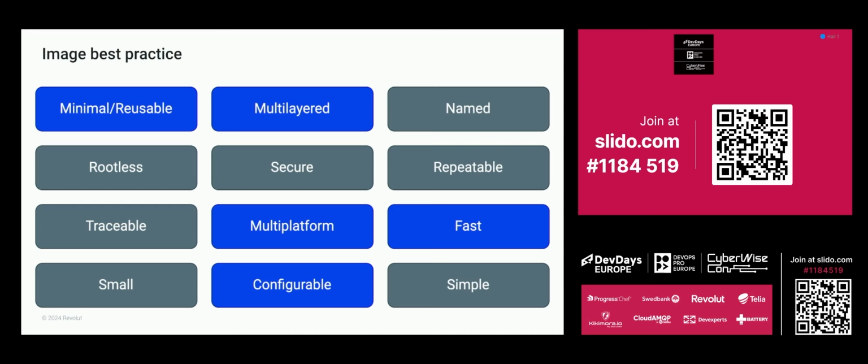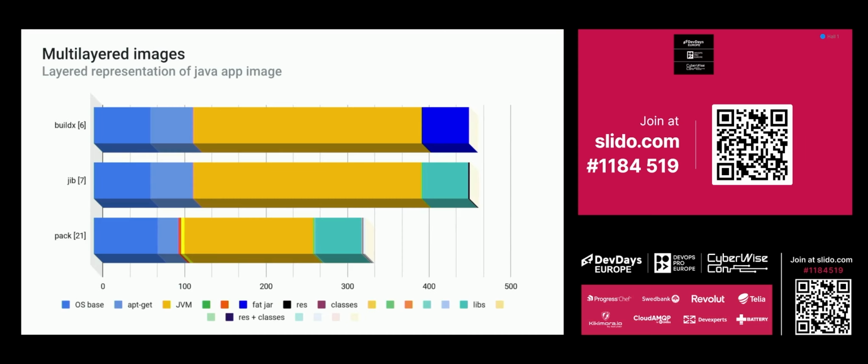And of course it should be small, and in the end everything should be fast and simple, right? So there's a lot of those best practices, but I have to just focus on a few of them. So I go with multi-layered approach because I introduced those tools to be able to compare them, and choose the one that fits the whole building process in the best way.